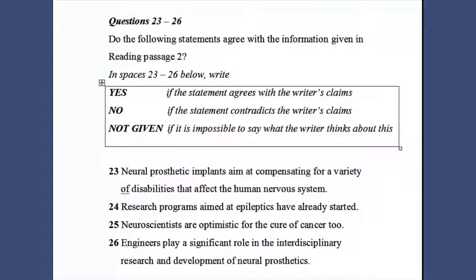For example, here in question 23, the phrase neural prosthetic implants, well, it seems like scientific and medical terminology. So, as a matter of fact, that cannot be paraphrased easily, so it is going to be the same in the text. The same goes with the word neuroscientists in question 25. And remember that the answers, all of them, yes, no, not given, will be used at least once. So, if you complete the task and you haven't used one of them at all, well, something went wrong.